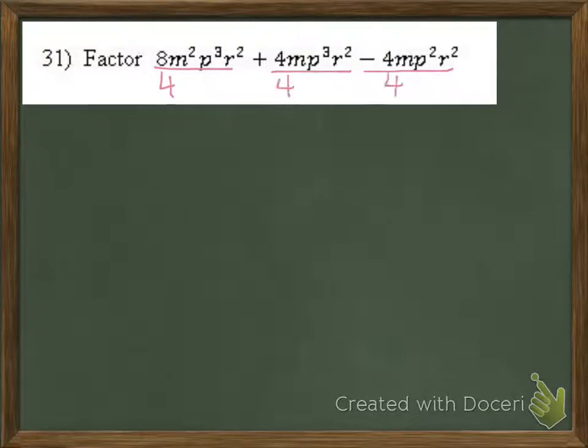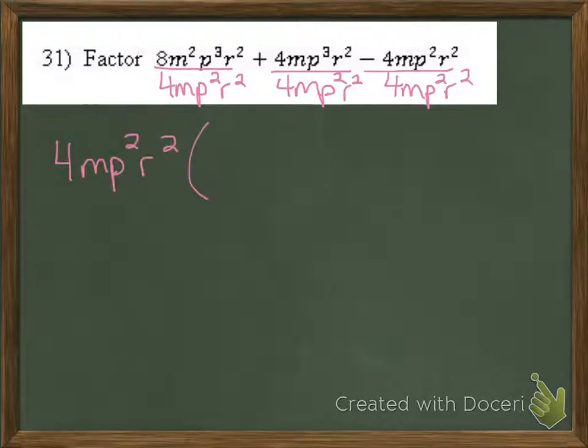In this case, each number is divisible by 4. Then we'll move on to variables. First we'll look at the m's. Each term has at least one m that we can factor out. Each term has at least two p's, or p squared, that we can factor out. And each term has at least r squared that we can factor out. So 4m, p squared, r squared is our greatest common factor.